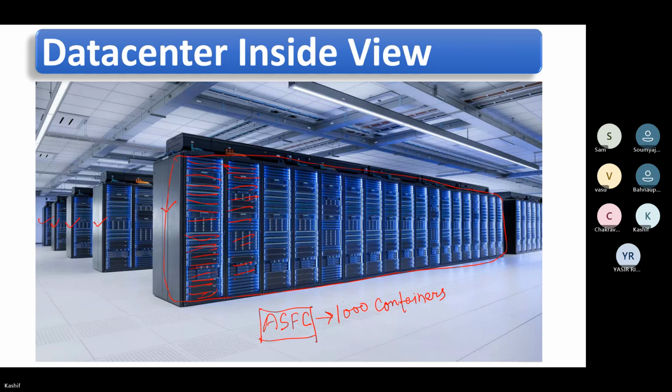Understood? So Intune services are running on these servers. Intune service is running on what? Azure Service Fabric cluster. In that cluster, you will have thousands and thousands of containers. In a container, you will have, for example, 50,000 highly configured servers.